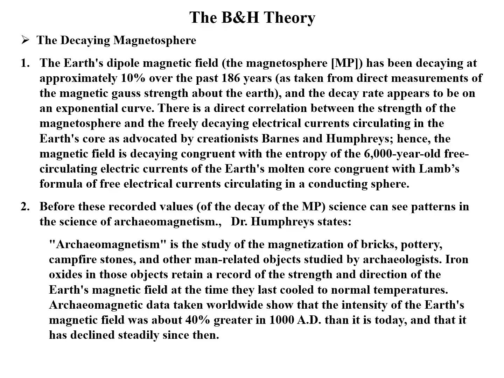There is a direct correlation between the strength of the magnetosphere and the freely decaying electrical currents circulated in the Earth's core, as advocated by creationists Barnes and Humphreys. Hence, the magnetic field is decaying congruent with the entropy of the 6,000-year-old free circulating electric currents of the Earth's molten core, congruent with Lamb's formula of free electrical currents circulating in a conductive sphere.